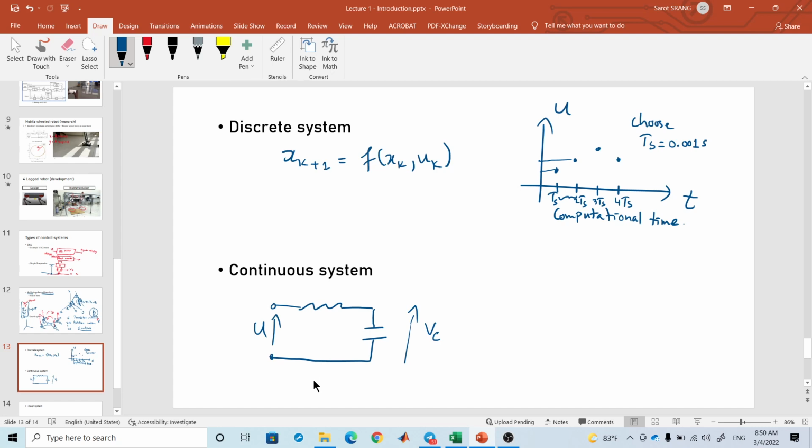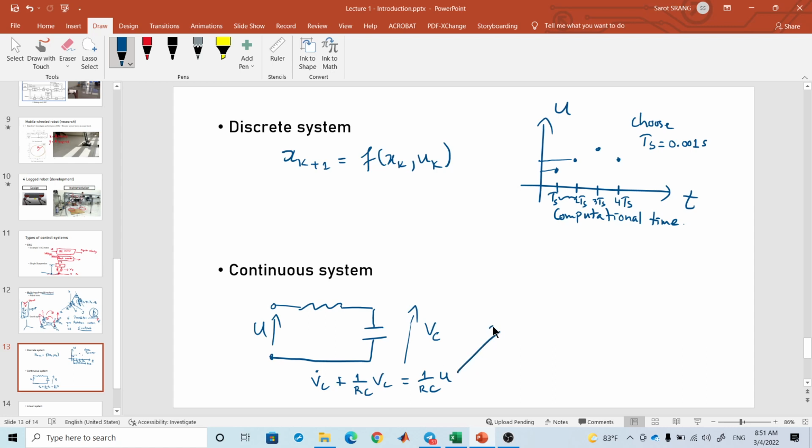VC dot plus, I don't remember it well, maybe 1 over RC VC equal to 1 over RC times U. Yeah, maybe not correct, just the form is like this. It's a first order differential equation and it's continuous.